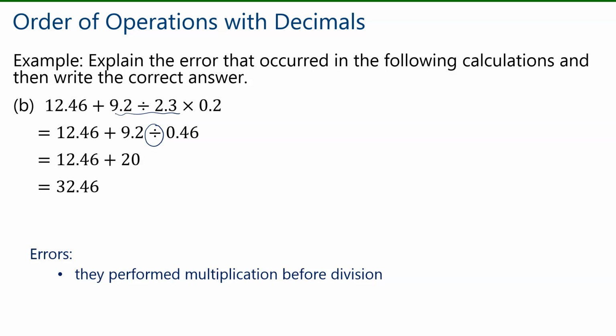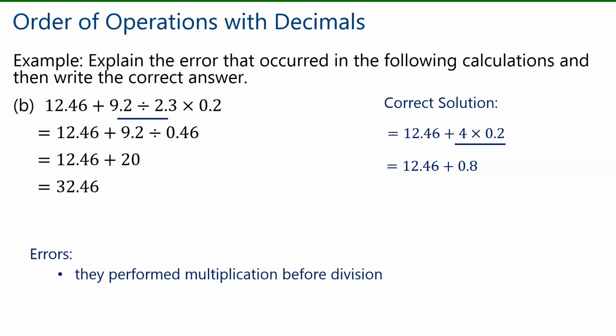So let's continue on. There's an addition and a division. You need to do division next, which they did because the addition symbol is still there, and then they added. So here there was only one mistake. So now let's do the correct solution. So we'll start off by dividing 9.2 with 2.3, and doing that on my calculator, I got 4. Next, we will multiply. 4 times 0.2 is 0.8. And then we'll add.